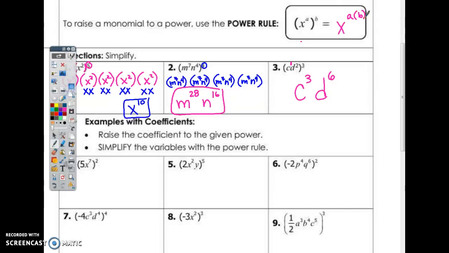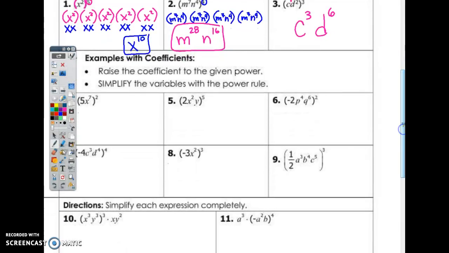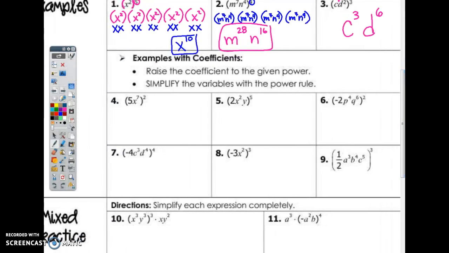Okay? Now, what happens when you have coefficients in the front? And remember what a coefficient is? A coefficient is the big number in the front. Right? So for instance, the 5, the 2, the negative 2, those are all coefficients. So if it has a coefficient, then the first thing you're going to do is raise the coefficient to the given power. That means you're going to have to use the calculator and do it to that power.